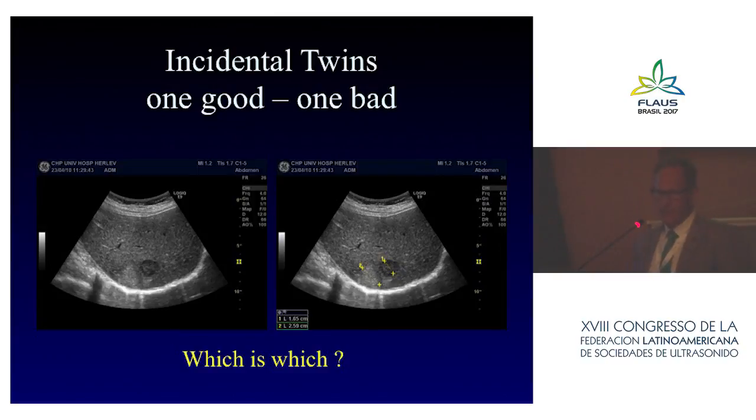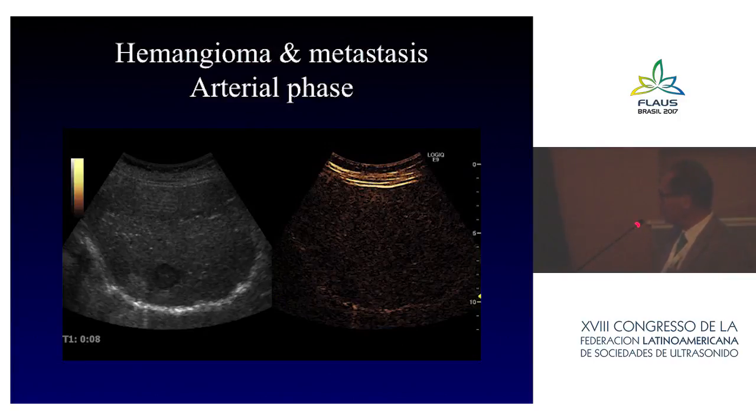So I want to illustrate it with a case. In this case we found two incidental findings. One is white, one is black. One is hyperechoic, one is hypoechoic. I guess you know what it is already. Maybe you do. My guess is this is a hemangioma, this is a metastasis. But it could be different. In the old days, I would take biopsies. What do I do now? And which one is good and which one is bad? I know that because I get the diagnosis.